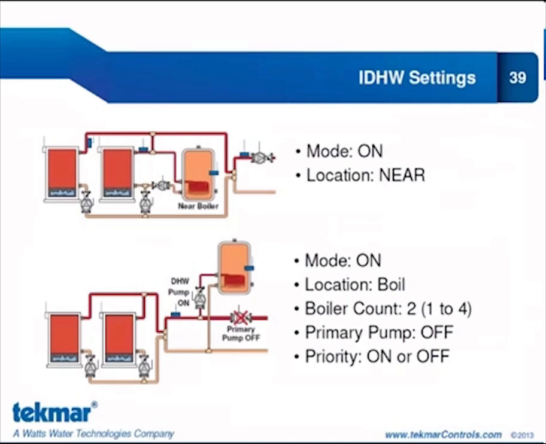We also select if we want our primary pump to operate during domestic hot water. Now, in this case, the domestic hot water is piped in parallel, so I don't need that primary pump to operate. I turn it off. Then you will select if you want priority over space heating.